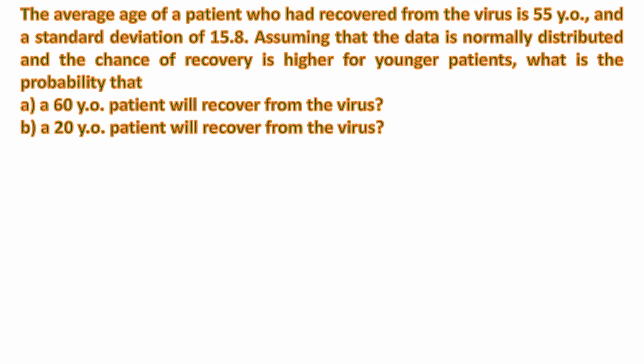So let's have another example. We have the average age of a patient who had recovered from the virus is 55 years old, and a standard deviation of 15.8. Assuming that the data is normally distributed and the chance of recovery is higher for younger patients, what is the probability that, letter A, a 60-year-old patient will recover from the virus, and letter B, a 20-year-old patient will recover from the virus? And so let's analyze the problem.